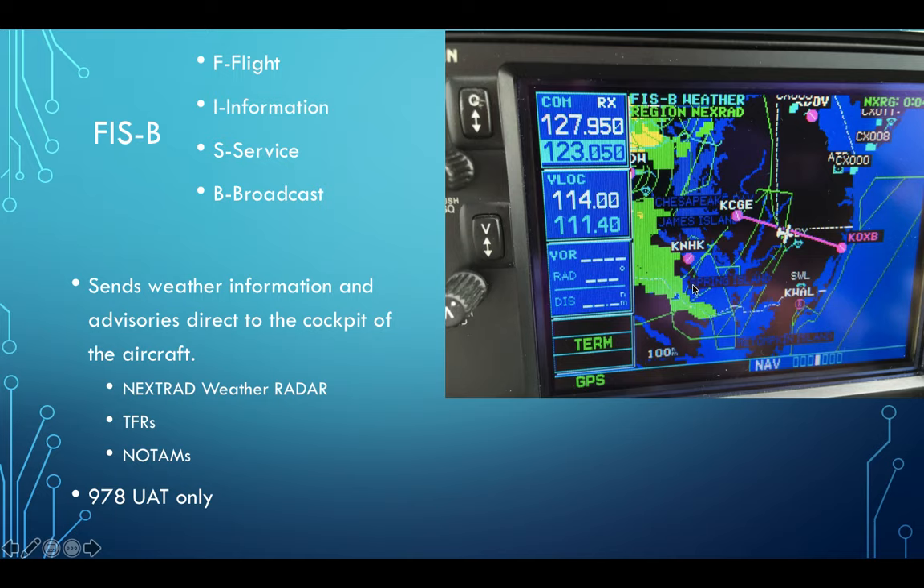The refresh rate is pretty slow, so if you really need time-sensitive information on where exactly a certain thunderstorm or a certain cell is at, you're probably best off contacting an air traffic control facility that has radar in the area, or flight service station if you're in an area that has that kind of coverage. So that is pretty much it.